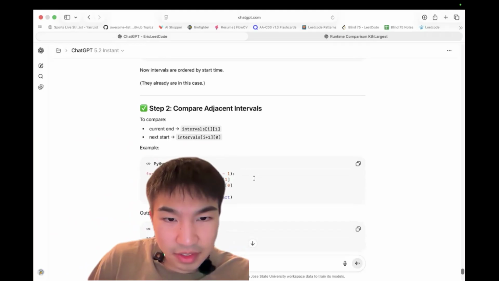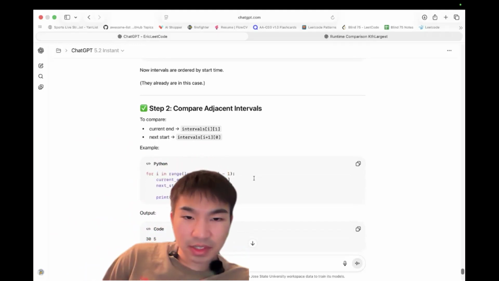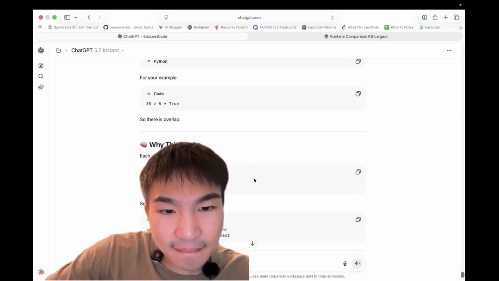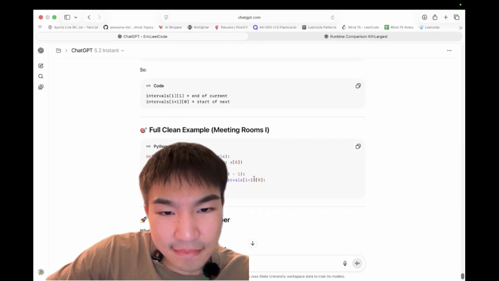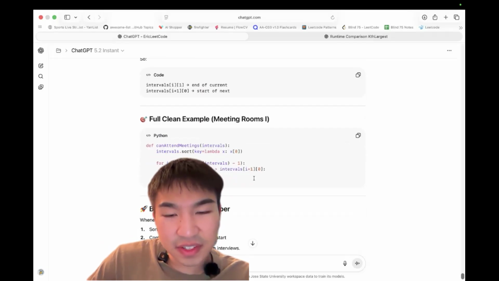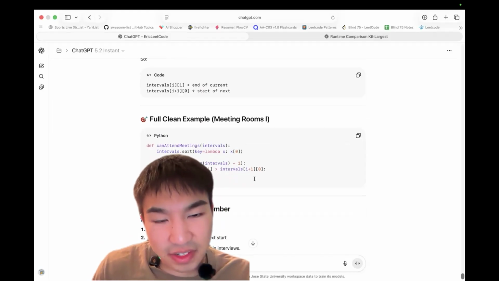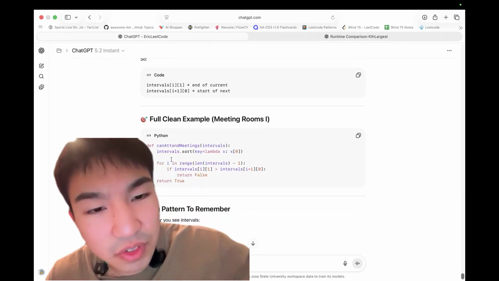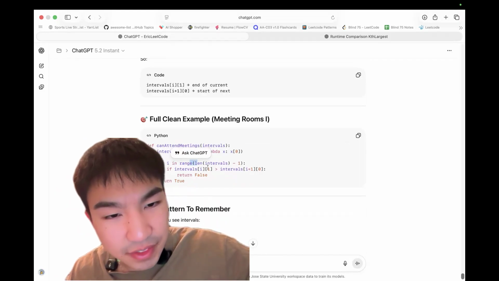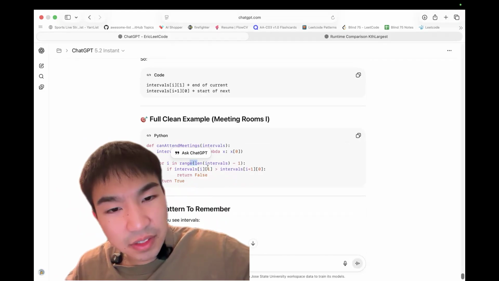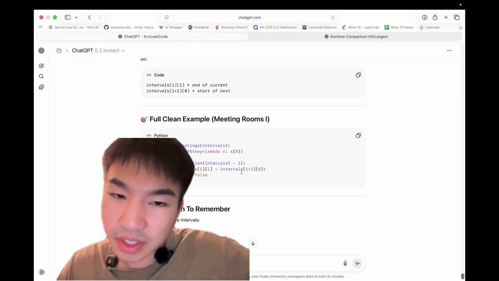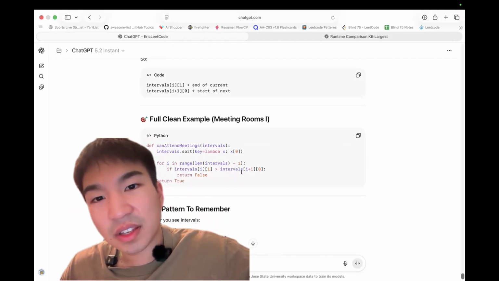Current end intervals at I. For I in range length of intervals minus 1. If intervals I is greater than. Okay, so let's see. This is the real meat and potatoes of this question. We want to subtract 1 because we are comparing to the future. Yeah, we kind of are.